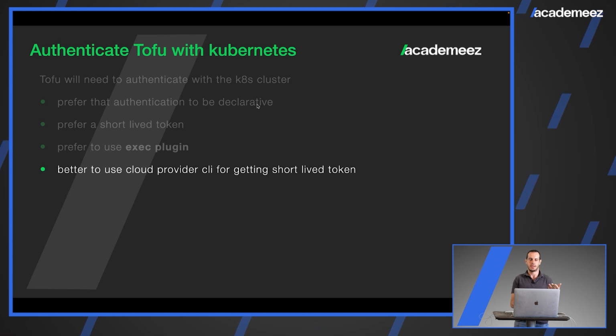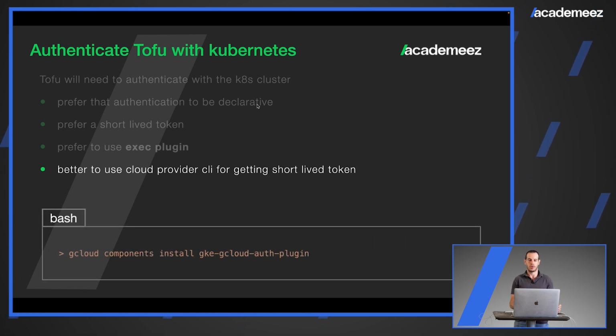In our case, GCP, the cloud provider CLI is gcloud, to get a short-lived token and connect that cloud provider CLI for getting a short-lived token to the exec plugin. This way, everything is declarative, and every time you run your code, Tofu will generate a short-lived token using the cloud provider CLI and then use that token to authenticate with your cluster. Now in gcloud, the command to install that CLI command that allows you to obtain a short-lived token is a component called gcloud auth plugin. So you have to run this command in order to obtain the CLI that you then connect to the exec plugin to create that short-lived token.